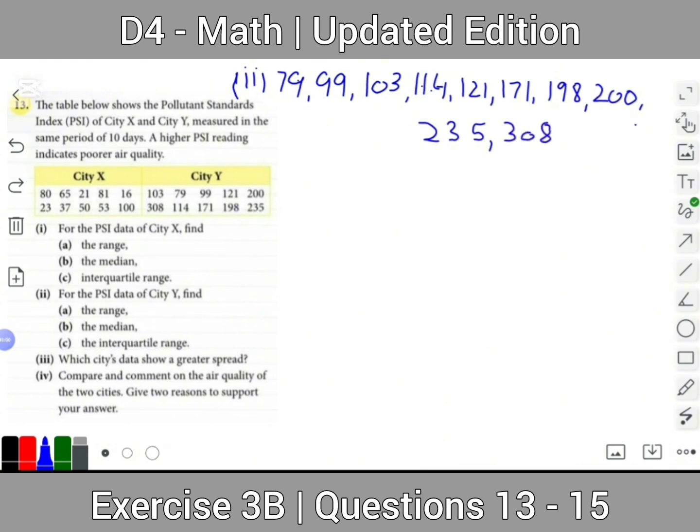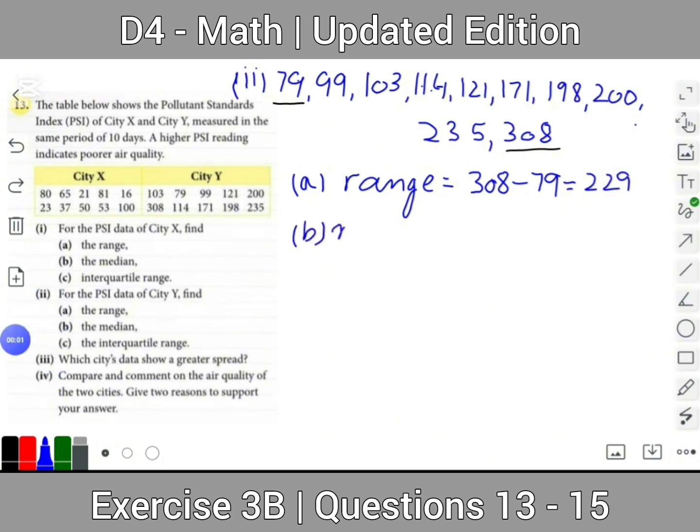Now to find the range, we have to mark the largest and the smallest values of the data. The smallest value is 79 and the largest value is 308. So the range will be equal to the largest value minus the smallest value. The largest value is 308 minus the smallest value, 79. So we will get 229. The range for the PSI data of city Y is equal to 229.